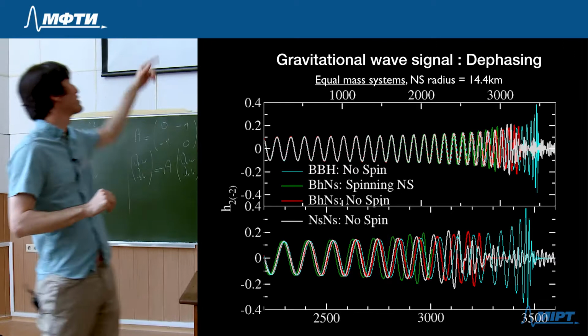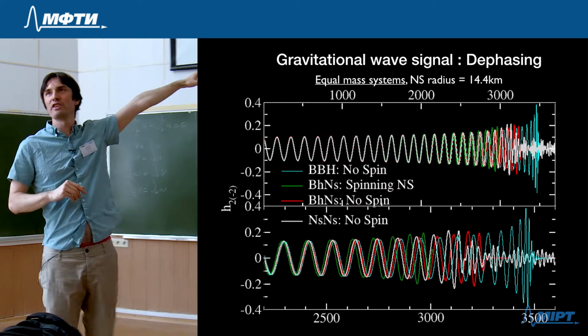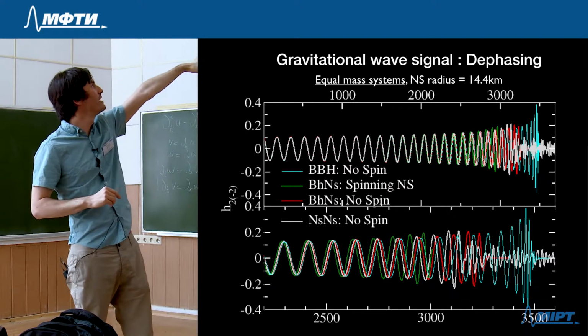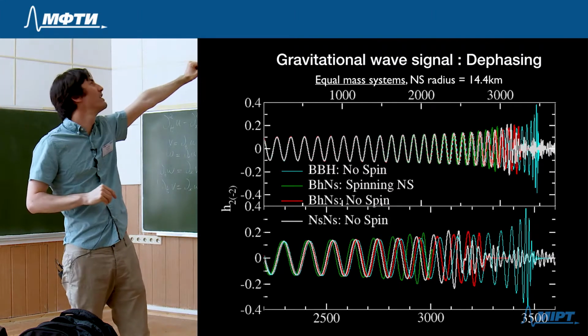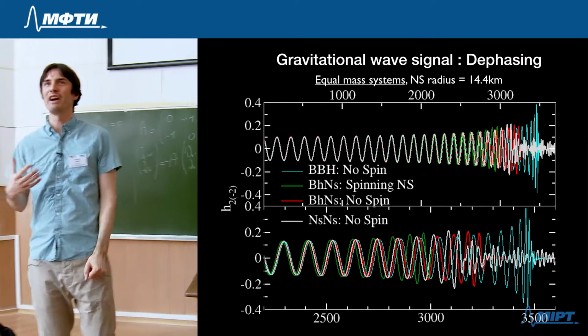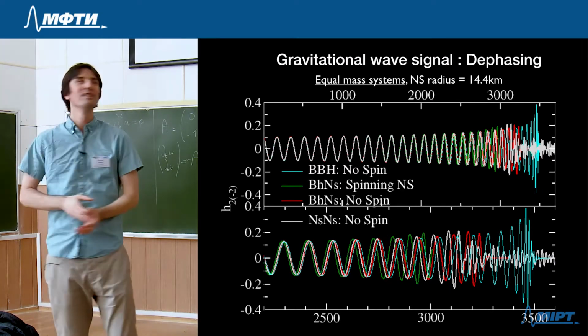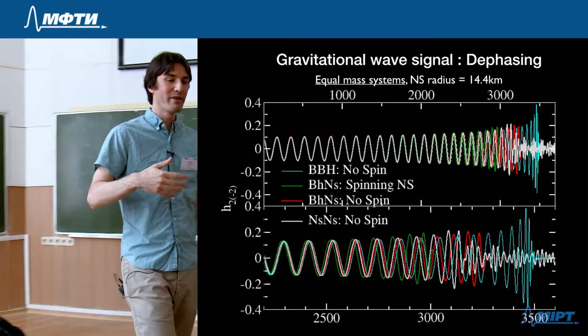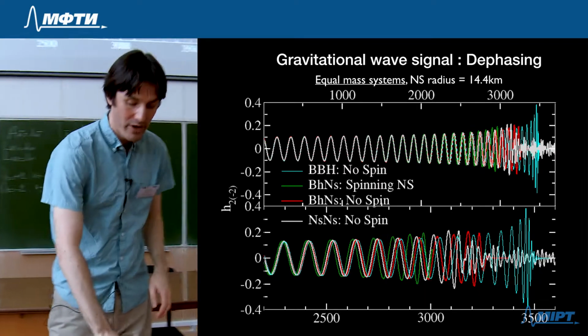So this shows you that the effect of the spin, even on a neutron star which is not spinning very fast, can actually be easily larger than the effect of tides. And that's why LIGO has to make some assumption about the spin of neutron stars when it's trying to measure tidal effects, because otherwise tidal effects become a lot harder to measure.